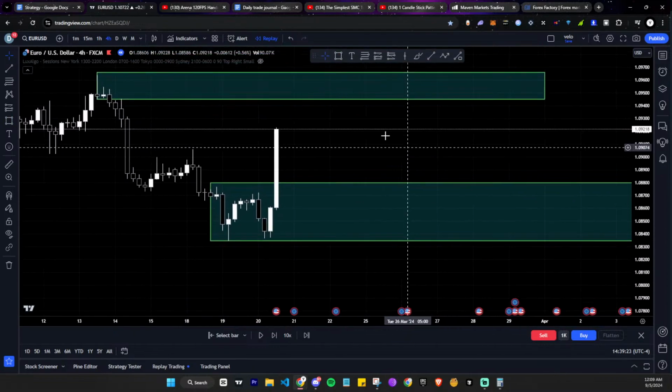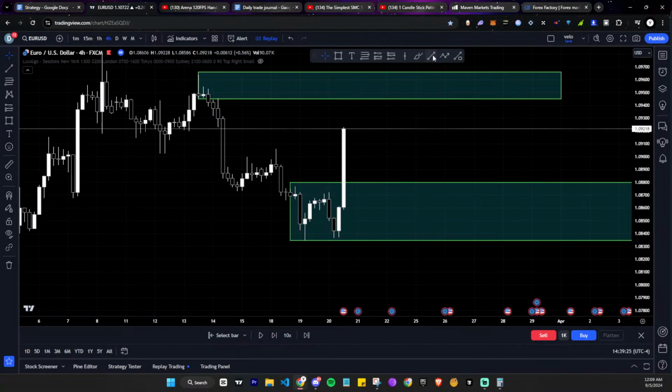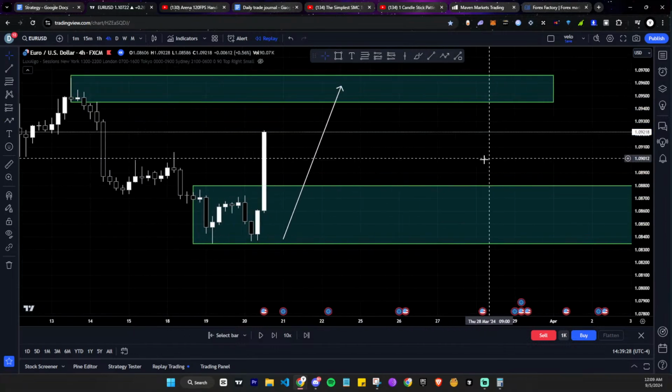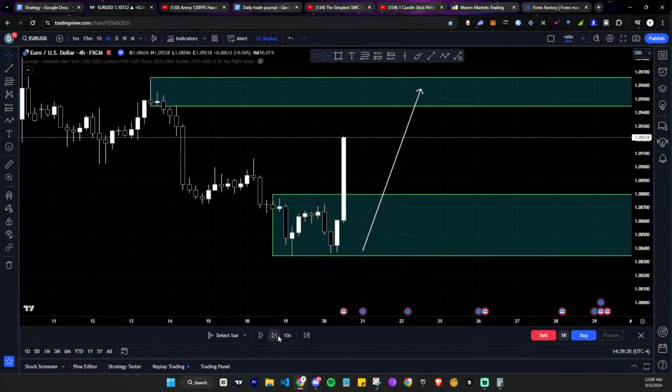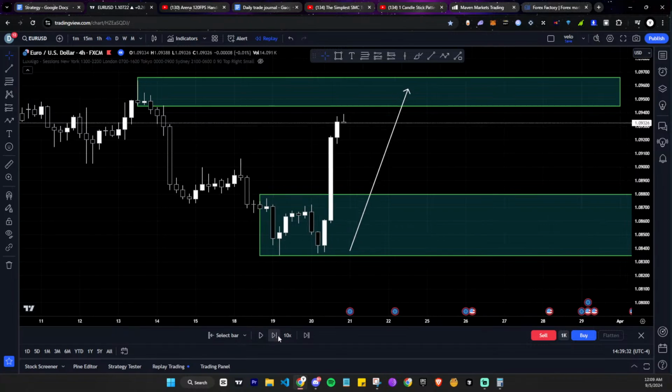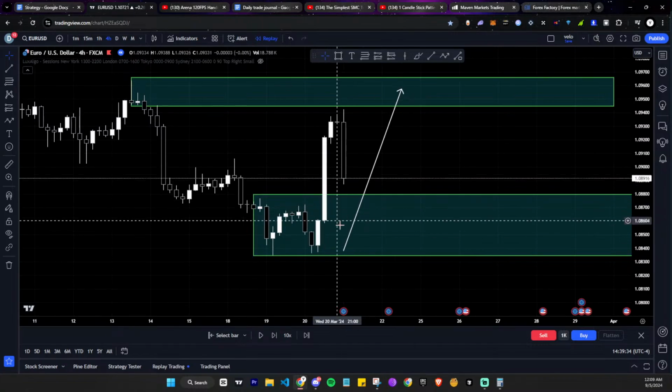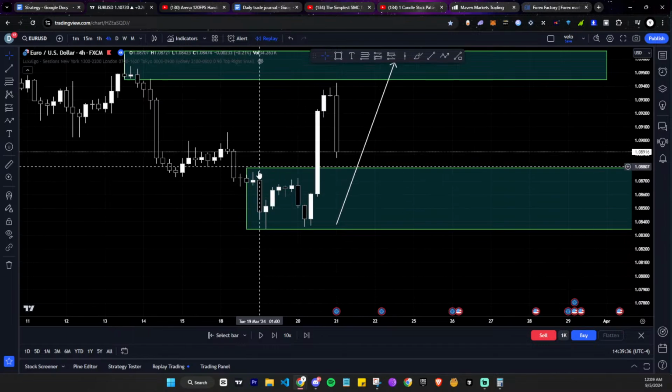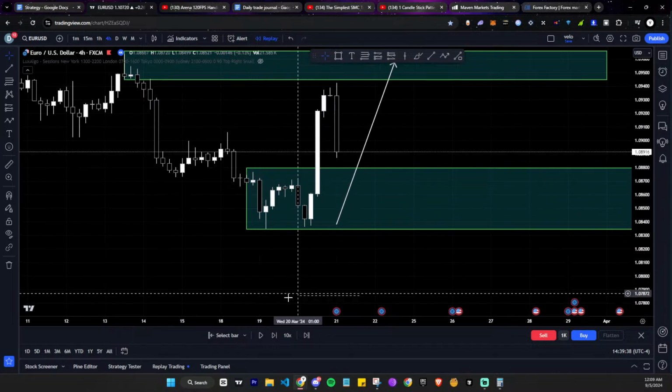So until then, I'm pretty bullish. Let's expect price to see a reaction over here. Okay, so let's expect price to go higher. Okay, now we're going lower. So we took the high of the previous day, so let's expect price to take the lows.